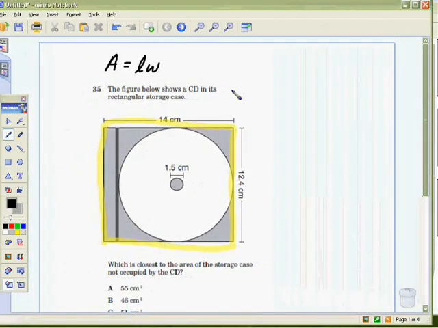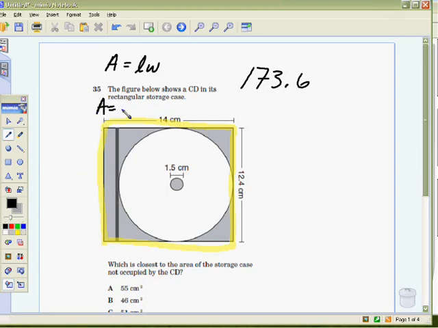And that gives me 173.6. So the area of the whole rectangle is 173.6. So what I want to do is I want to take that area and I want to subtract out the area of this big white circle. And remember that the area of a circle is equal to pi r squared. Now all this information is on your formula chart.